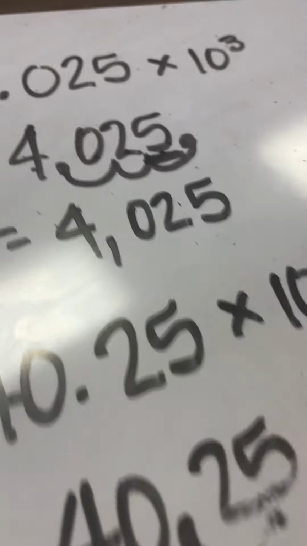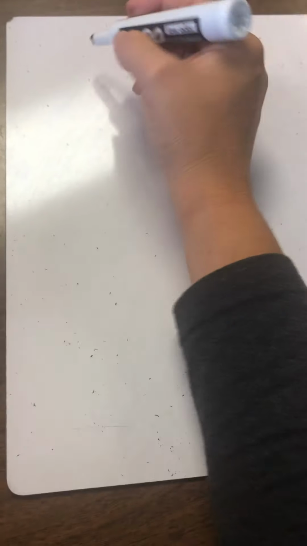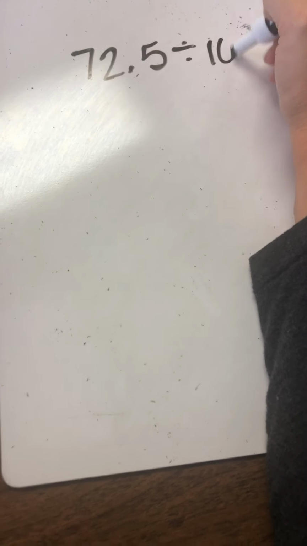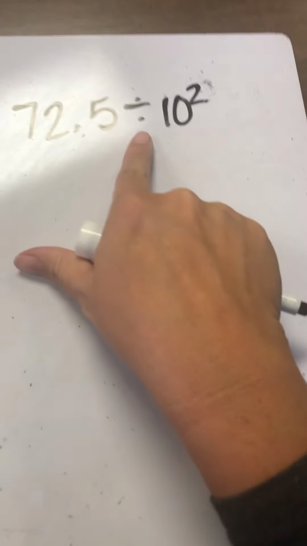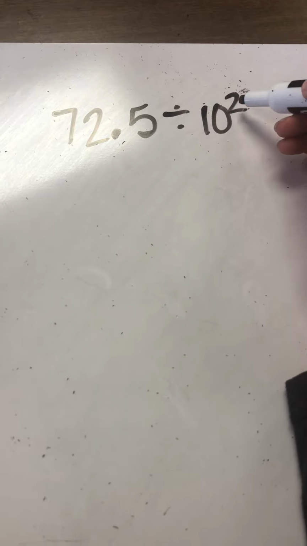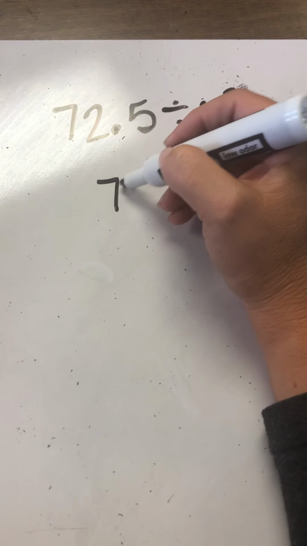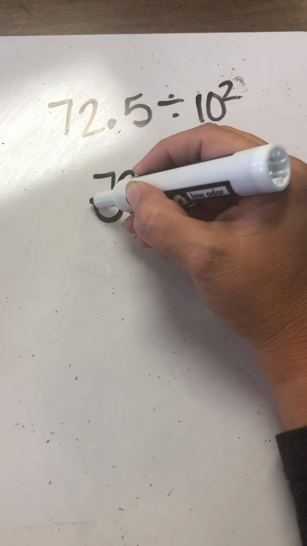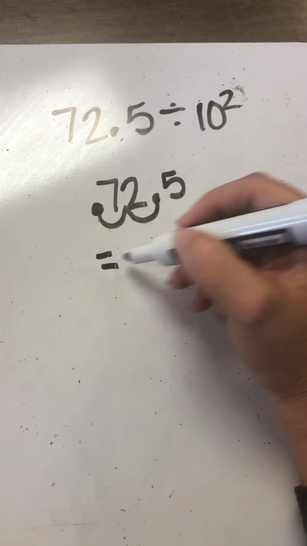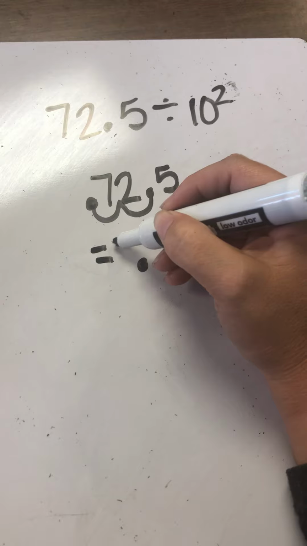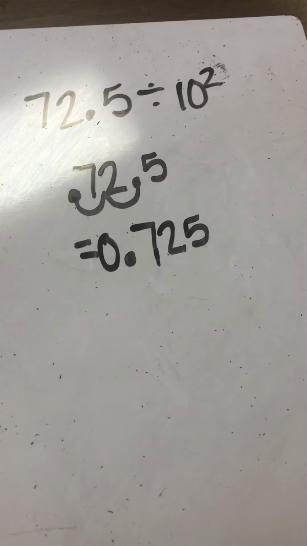Let's do a couple more examples with division of decimals. Okay, so 72 and 5 tenths divided by 10 to the second power. We're dividing, so this decimal or place value is going to shift back. It's going to shift 2 times because there's a 2 in the exponent. So 72.5, we're going to shift it back, back. Okay, so that's going to equal 725 thousandths. And we need to make sure we put a 0 in that ones place before the decimal.